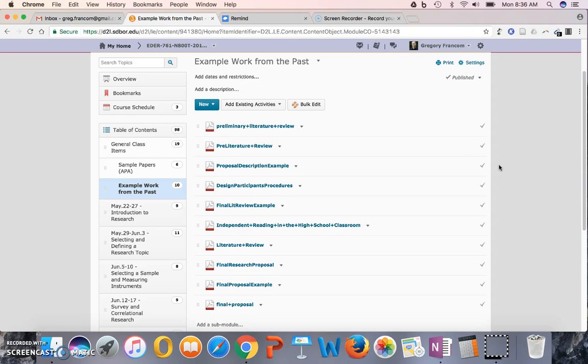And so what we have here are two examples of preliminary literature reviews. Some of you have been asking about that, like what would that look like, or how is that done? Well, here are some examples. A proposal description, design, participants, procedures, final lit review, a couple of those, and then your final research proposal examples I've got down there as examples of the assignments as well. So you can take a look at those if you want to. Those might help guide your work as you look to doing the preliminary literature review.